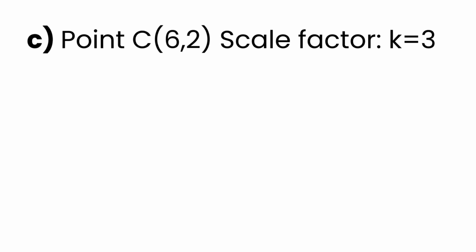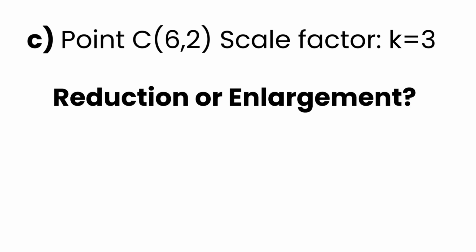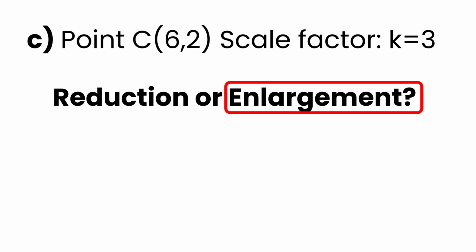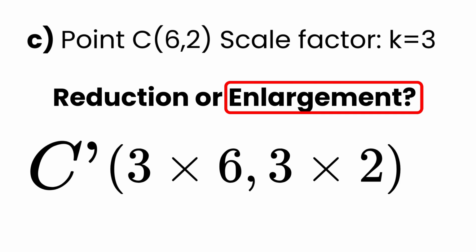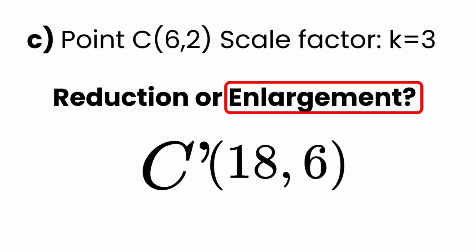Now let's look at example C. Point C is the point (6, 2), and I have a scale factor of k equals 3. Is this a reduction or an enlargement? So let's think. Is 3 greater than 1 or is 3 less than 1? It's greater than 1. It's an enlargement. Now let's find the point C prime. We're going to take each coordinate value and multiply it by k. K is 3, so 3 times 6 and 3 times 2 is going to give me my new ordered pair for my image. Make sure you're multiplying both values each time by whatever the scale factor is. In this case, it was 3, so both values got multiplied by 3. When I do that, I get that C prime is (18, 6).